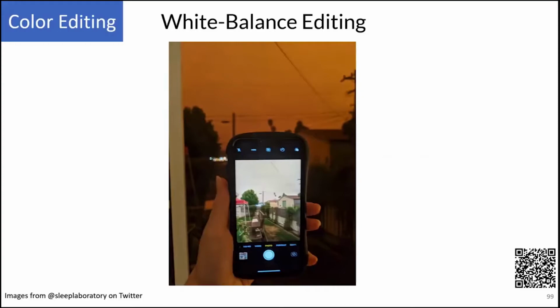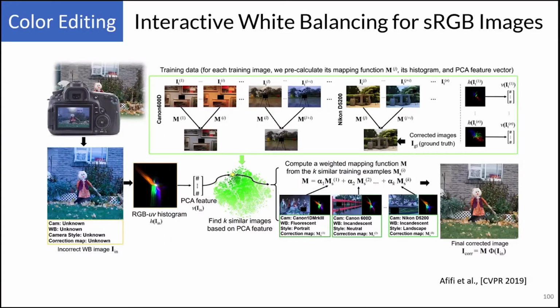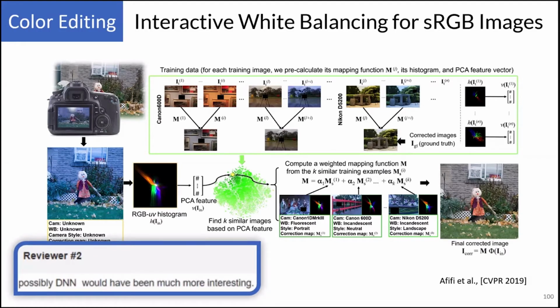So white balance editing in sRGB, like in post-capture time, is required in many scenarios where the user tries to capture a particular scene, but the auto-white balance algorithm that runs on the camera ISP produces something different than the user preference. So in this case, a post-capture white balance editing tool may help. Recall that in CVPR 2019, we proposed this KNN framework based on polynomial mapping. And when we submitted this paper to CVPR, reviewer 2 suggested that maybe a DNN would be a more interesting solution.